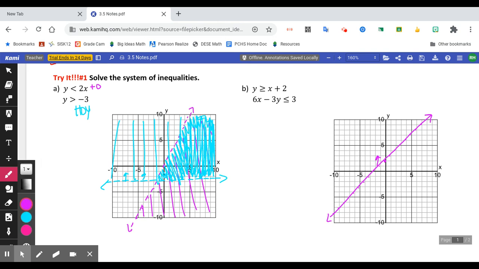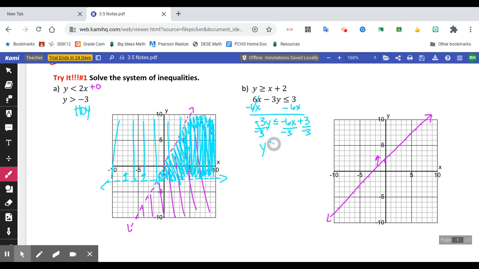Let's rewrite the second one. So we have -6x, so we move it. -3y is less than or equal to -6x plus 3. Y, we divide it by a negative, so greater than or equal to 2x minus 1. Okay, up 2 over 1, up 2 over 1. All right, and then we've got a solid line for that one.